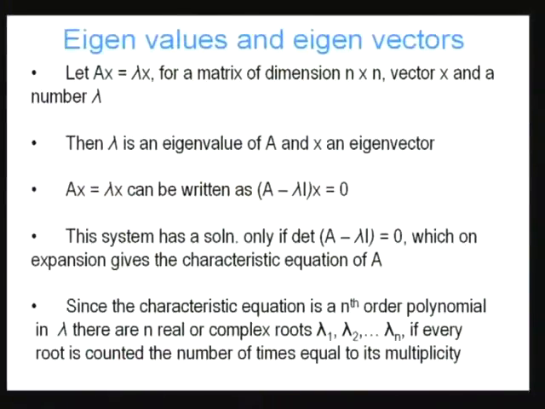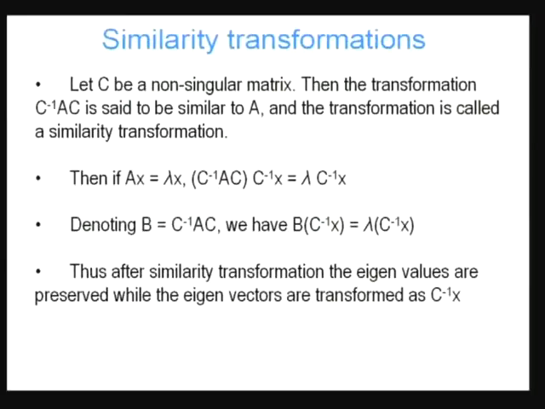Depending on the roots of the polynomial, we get the eigenvalues of A, lambda 1, lambda 2, through lambda n, which may be real or complex numbers. But if we count each root the number of times equal to its multiplicity, we get n real or complex roots of that polynomial, which are the eigenvalues of A.